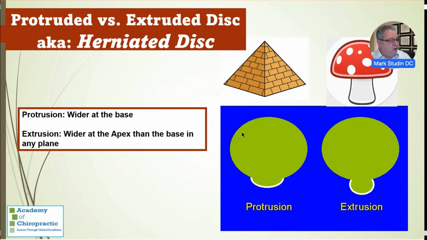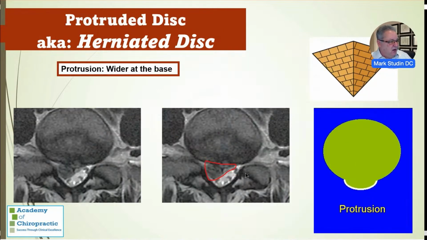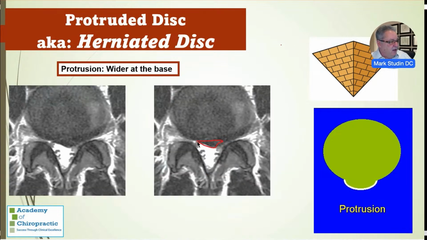So then we look at a protrusion versus an extrusion. A protrusion is like a pyramid, and an extrusion is like a mushroom. A protrusion is where the base is wider than the apex at any plane, and an extrusion is where the apex is wider than the base at any plane. So here we have a protrusion. The base is wider than the apex. Base is wider than the apex here. We have a protrusion. And here we go again, base wider than the apex.